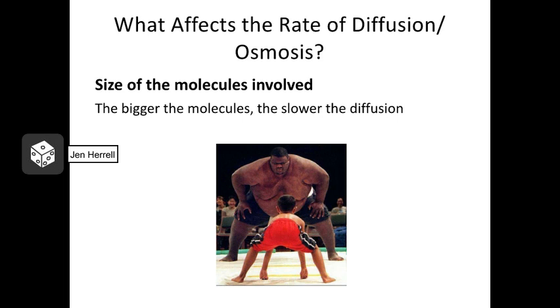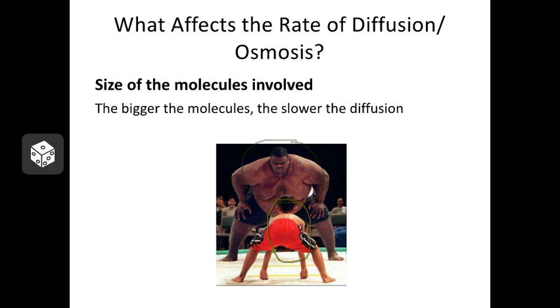The size of the molecules involved can also affect the rate of diffusion. And I kind of think about sports when I think about this phenomenon. In sports, the big guys are usually the strongest guys, right? But they're not always the fastest guys. It's those little zippy guys you gotta watch. They're usually faster. And the same is true of diffusion.